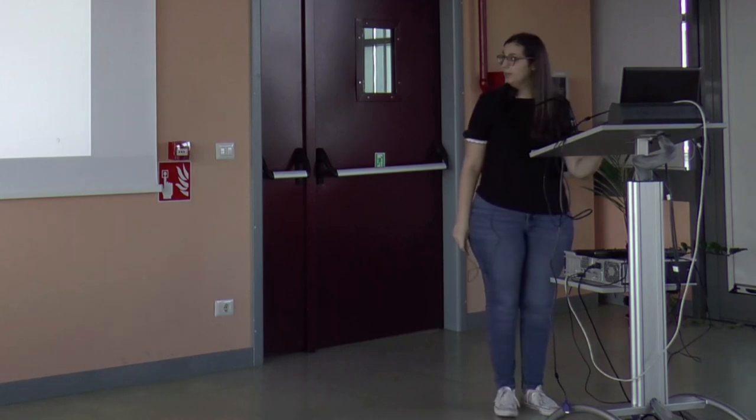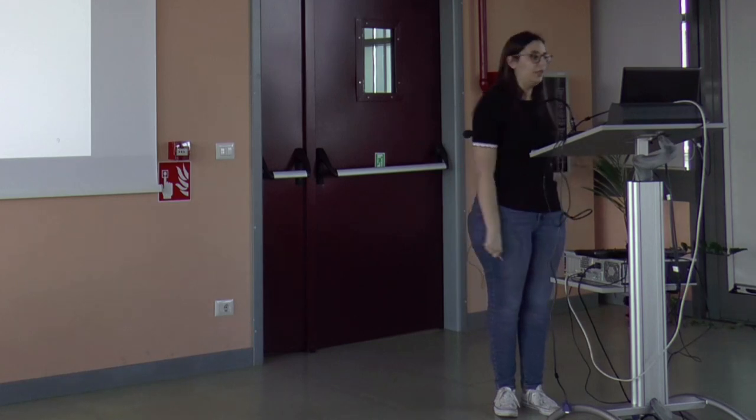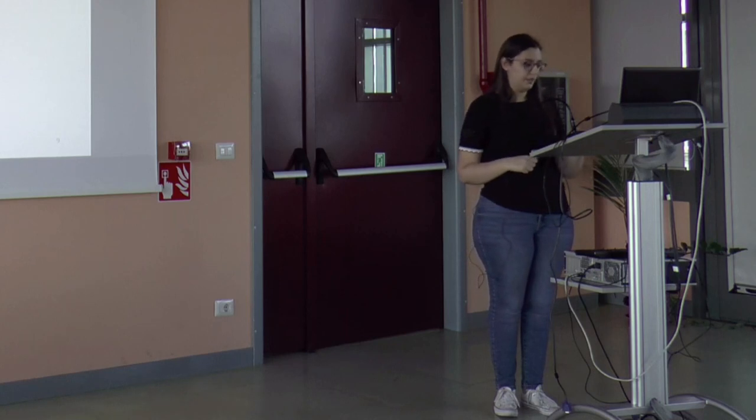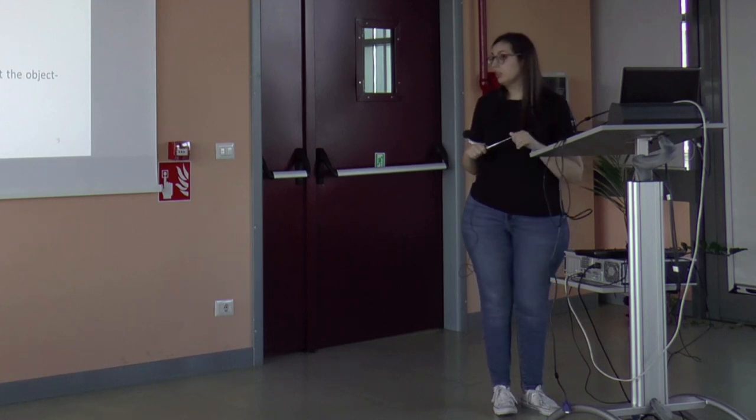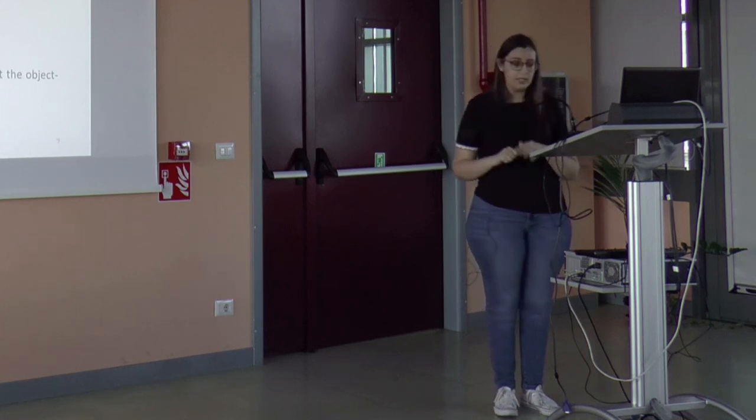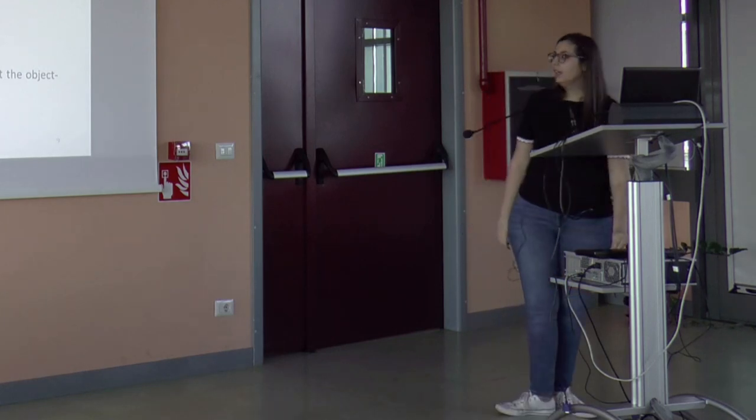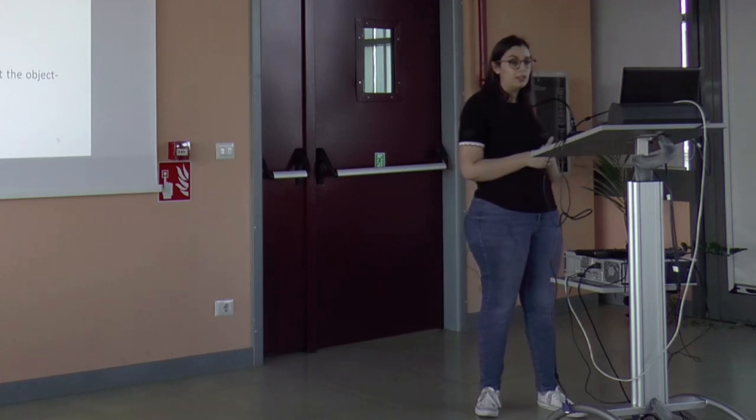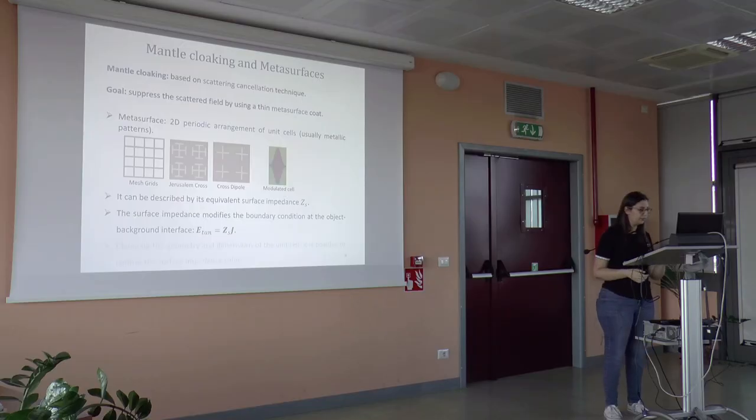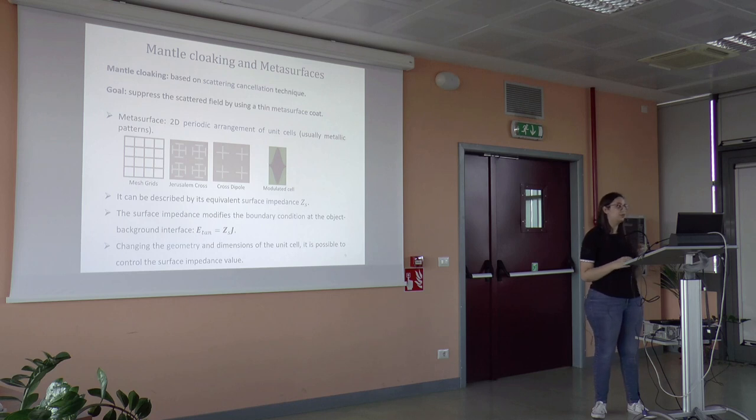And when the unit cell dimension is much smaller than the wavelength, we can describe the metasurface by its equivalent value of surface impedance. This surface impedance modifies the boundary condition at the object-background interface and therefore connects the tangential impinging electric field with the induced surface currents on the object boundary. By changing the dimensions and the geometry of the unit cell, we can therefore tune the surface impedance value and tune the cloaking response.